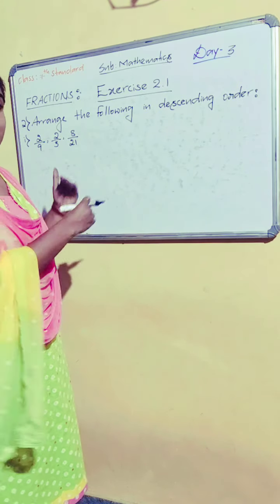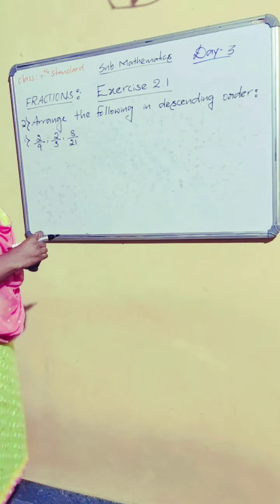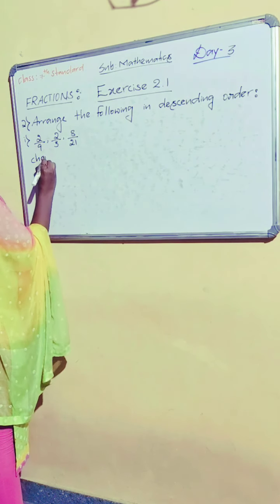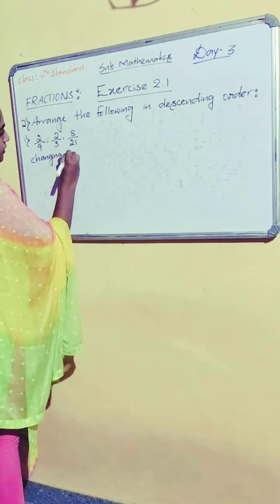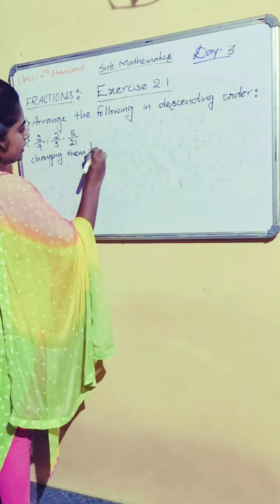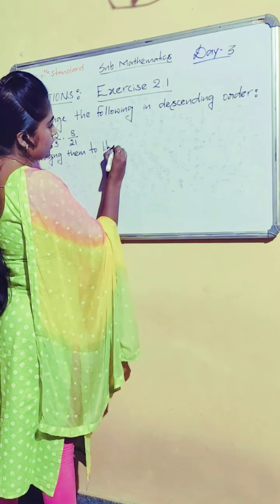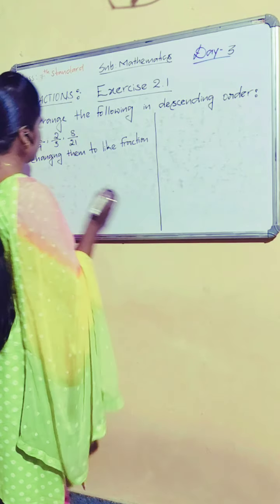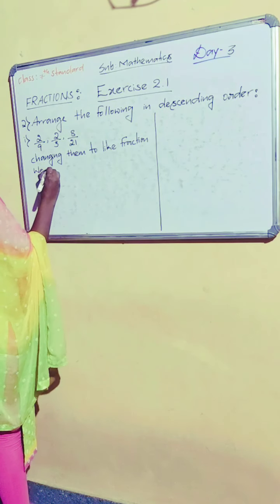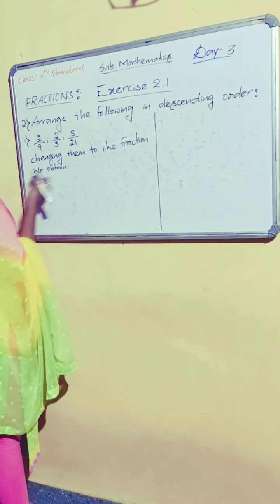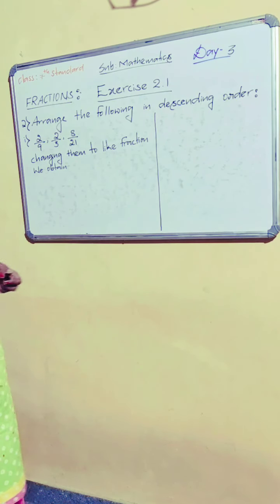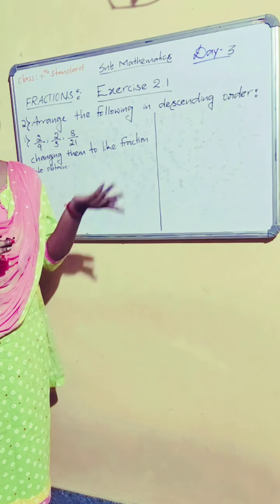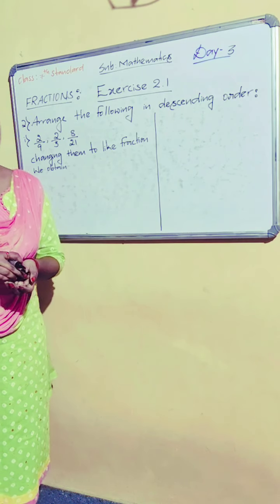The first thing we have to do is make them like fractions, isn't it? So, changing them to like fractions, we obtain. Before changing them to like fractions, what did I say just before? If more than 2 fractions are there, we have to go for the LCM method, isn't it?